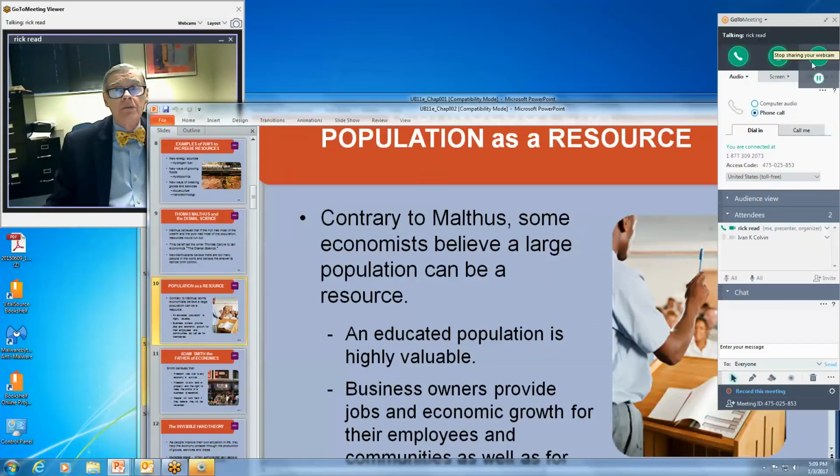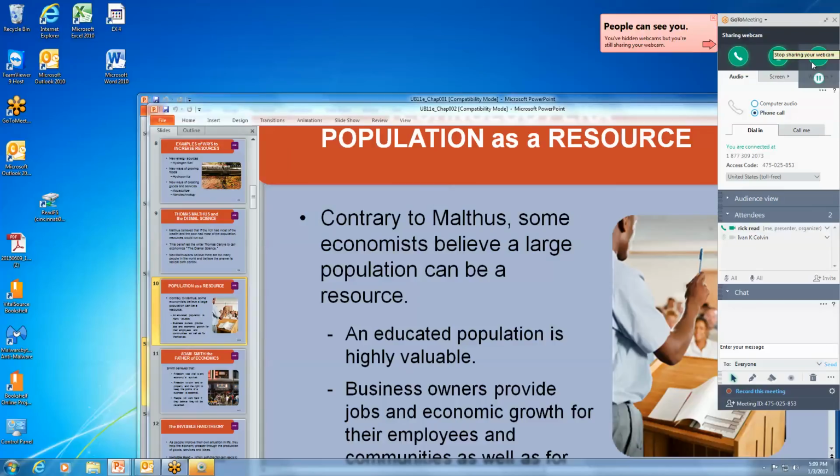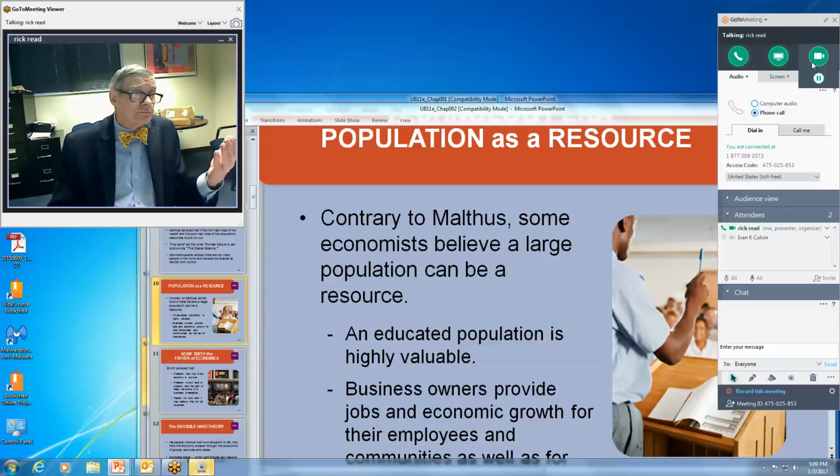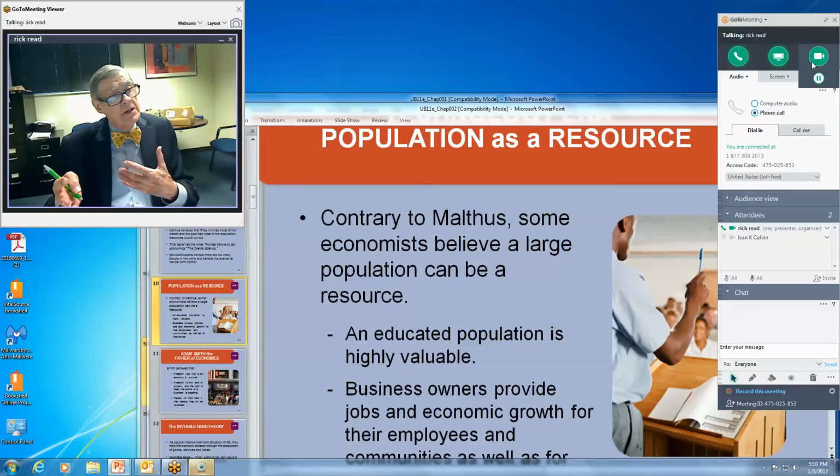Now, if you notice here on the flip side, there are many economists who believe that a large population can be a resource. And I'm going to throw this in to drive this point home with what is on the slide. A large population can be a good resource, but only if it has the proper amount of education. If we have too many people who don't have the education and they have to rely on some type of subsistence or help from others, then that's a drain on the economy.